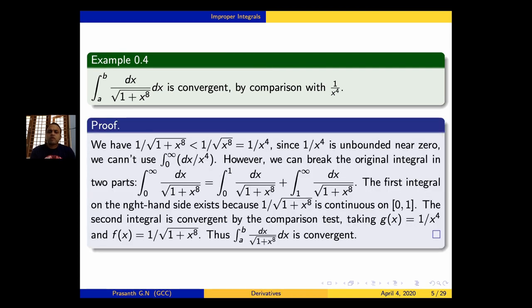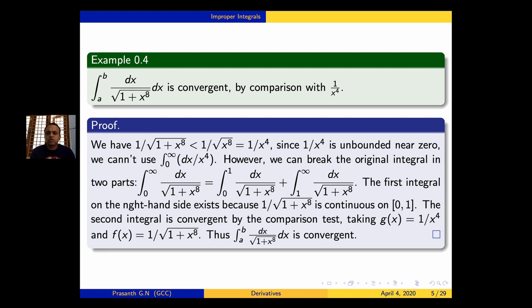We know that 1 by square root of 1 plus x raised to 8 is less than 1 by square root of x raised to 8, that is equal to 1 by x raised to 4. Now, 1 by x raised to 4 is unbounded near 0. That means as x approaches 0, the value of 1 by x raised to 4 becomes larger and larger. Since that is unbounded near 0, we cannot use the integral from 0 to infinity of dx by x raised to 4. So what we do is break the original integral into two parts.